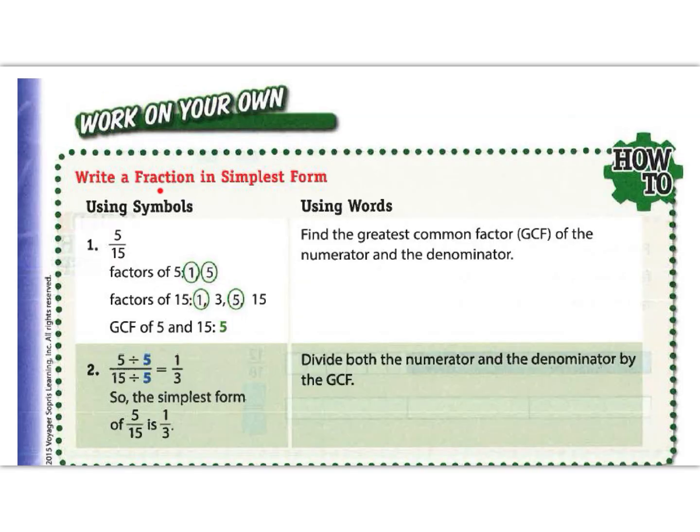Okay, this says write a fraction in simplest form. So using symbols, 5/15, you find the factors of 5, find the factors of 15, then you find the greatest common factor. So find the greatest common factor, GCF, of the numerator and the denominator. Then you divide both the numerator, the top number, and the denominator, the bottom number, by the greatest common factor. So since 5 was the greatest common factor, you divide top and bottom by 5. So the simplest form of 5/15 is 1/3.